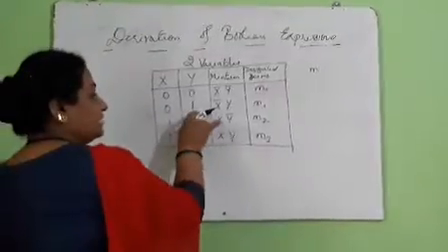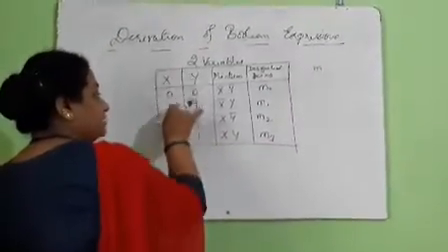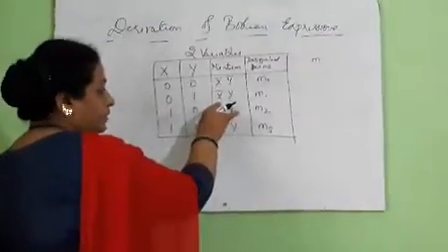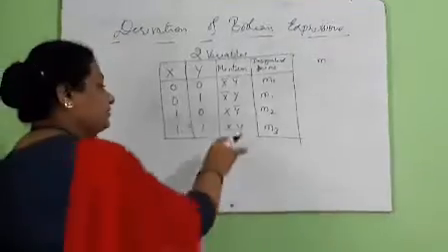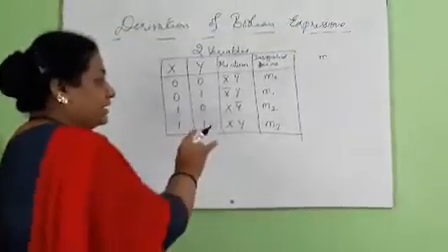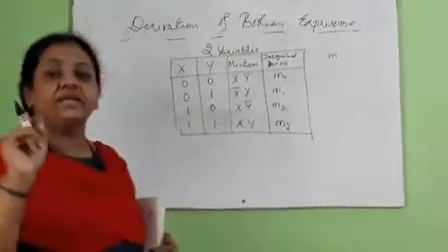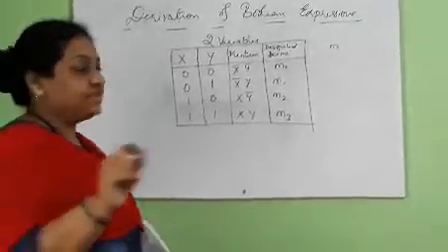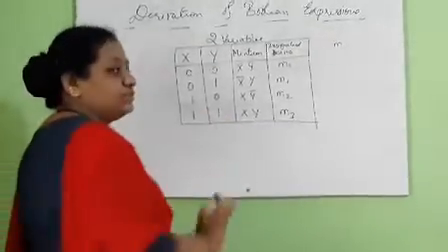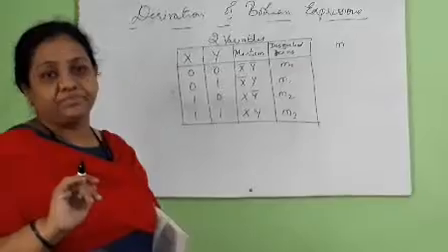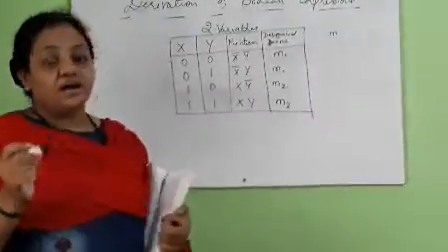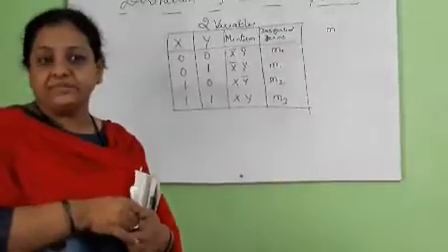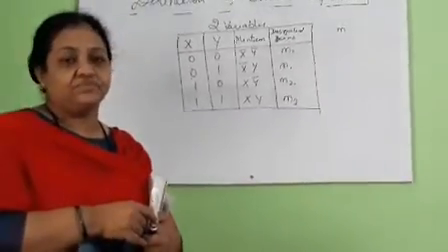You can see here, x value is 0, so we write x bar. Y value is 1, so we write y. Then x value is 1 and y value is 0, so we write x, y bar. Here x value is 1, y value is also 1. This is how we represent a truth table for a two variable minterm expression.